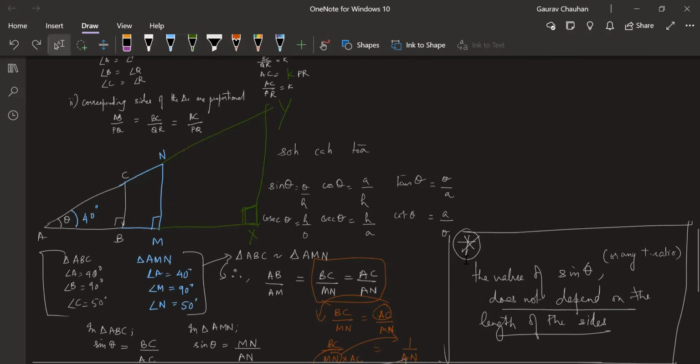Now, suppose I were to change this triangle in a way that it is not similar. What will I have to do? I'll have to make a different angle here, something like this, so that it is not similar. Say this is 45 degrees. Let me draw it a little bit more clearly.